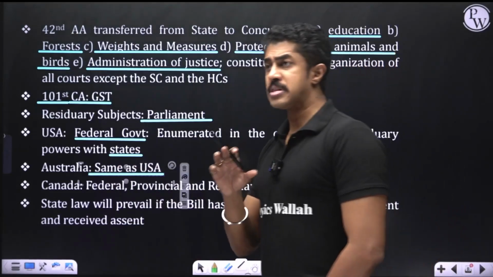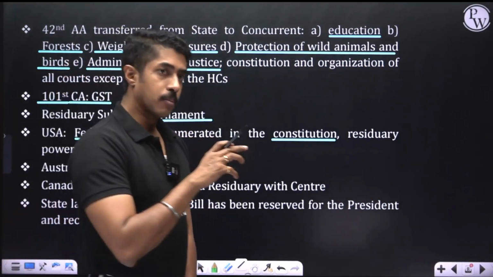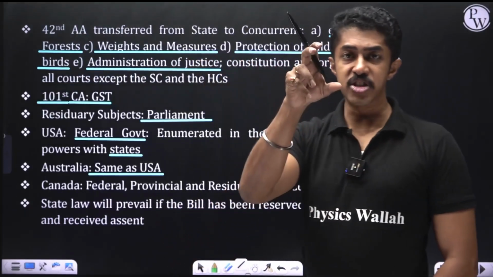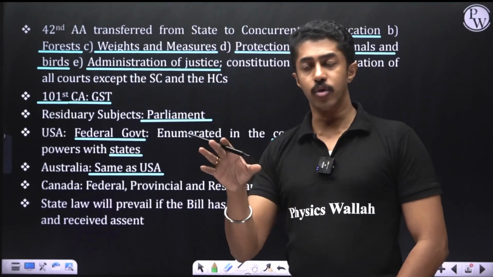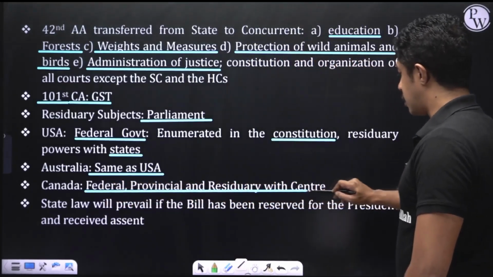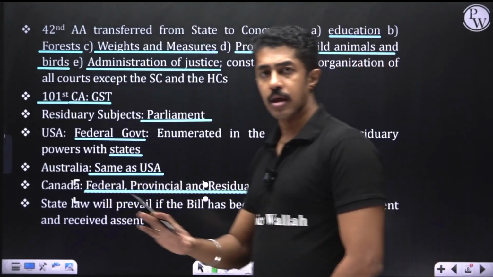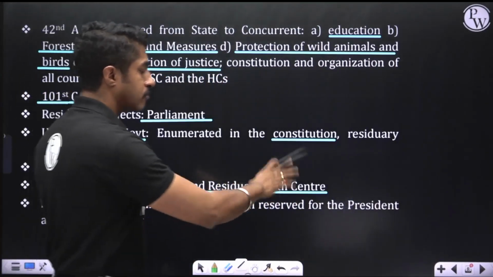Canada. The easy way to remember the Canadian system is that most of the centralizing features we see in our constitution, we have borrowed from Canada. Therefore, no surprises here. It is also federal. We have provincial subjects, etc. Everything is there. But ultimate power lies with whom? With the center.